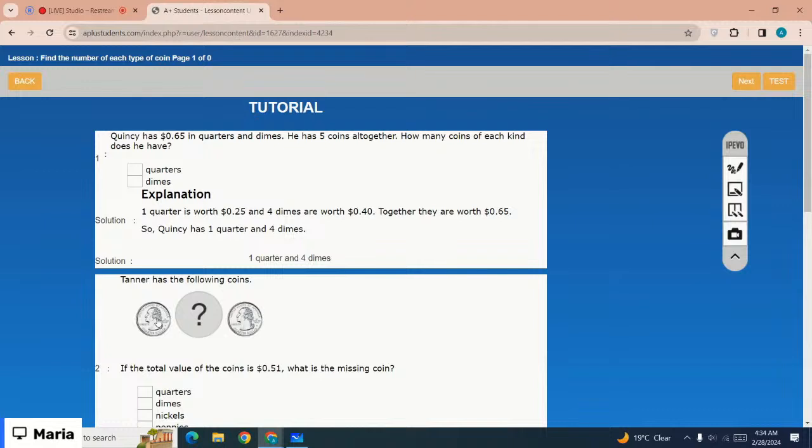Quincy has $0.65 in quarters and dimes. He has 5 coins altogether. How many coins of each kind does he have?